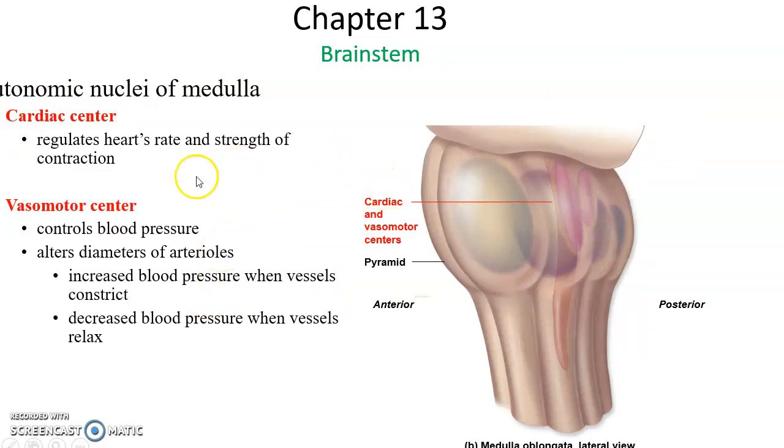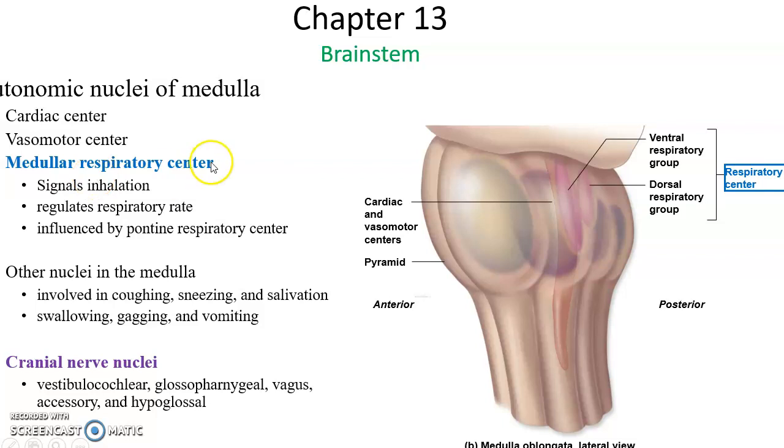Also found in the medulla oblongata is the cardiac center. The cardiac center helps to regulate the heart's rate and the strength of the heart's contractions. It doesn't cause the heart to beat, it controls how fast and how powerfully it beats. And then there's also the vasomotor center. Vasomotor center controls blood pressure. It does this by controlling the diameter of blood vessels, especially the diameters of arterioles, which are tiny blood vessels. They increase blood pressure by constricting or decreasing the diameter of the arterioles. It decreases blood pressure by relaxing or increasing the diameter of the arterioles.